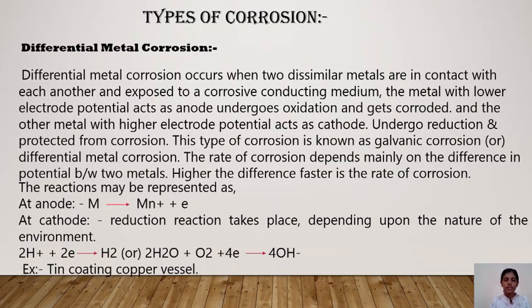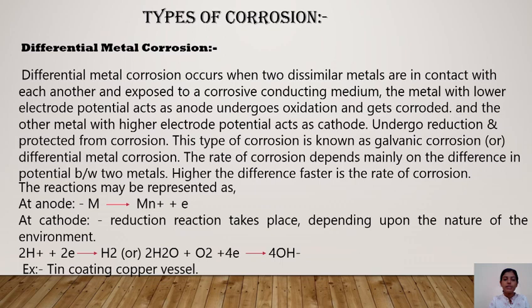Differential metal corrosion. Differential metal corrosion occurs when two dissimilar metals are in contact with one another and exposed to a corrosive conducting medium. The metal with lower electrode potential acts as anode, undergoes oxidation and gets corroded, and the other metal with higher electrode potential acts as cathode, undergoes reduction and is protected from corrosion. This type of corrosion is known as galvanic corrosion or differential metal corrosion. The rate of corrosion depends mainly on the difference in potential between the two metals. The higher the difference, the faster is the rate of corrosion.